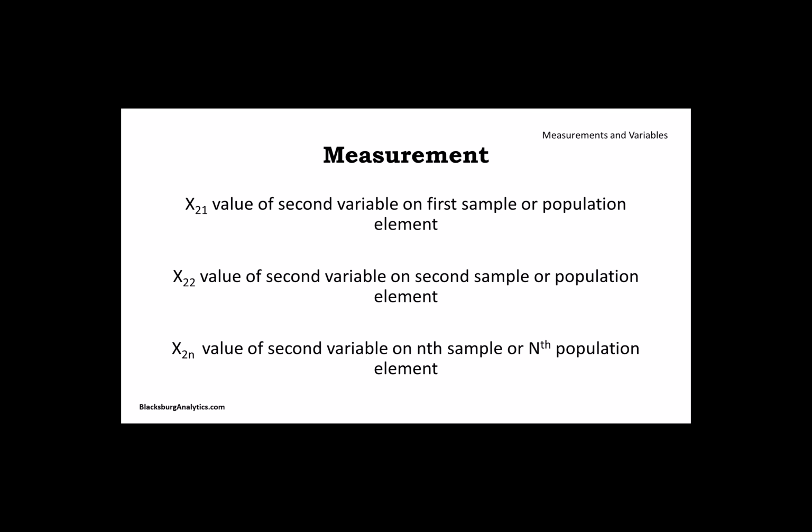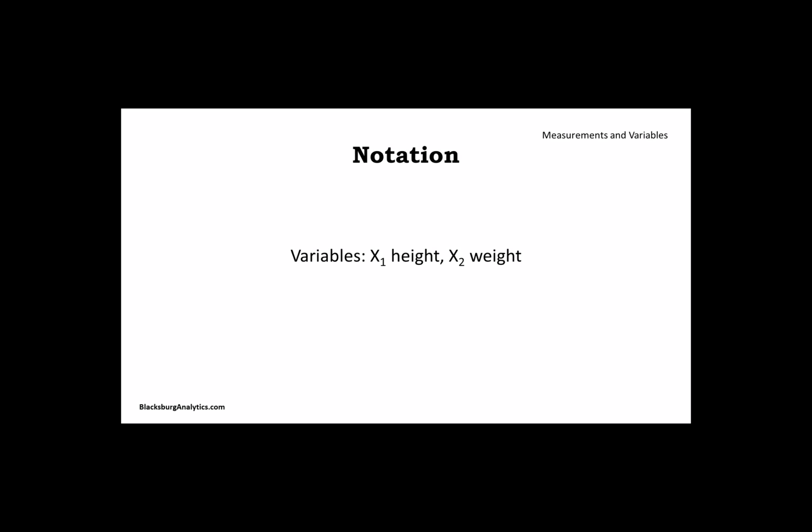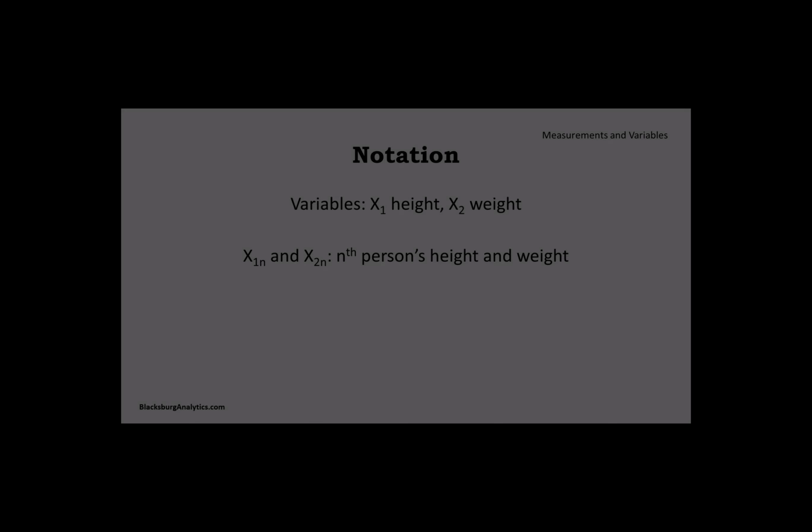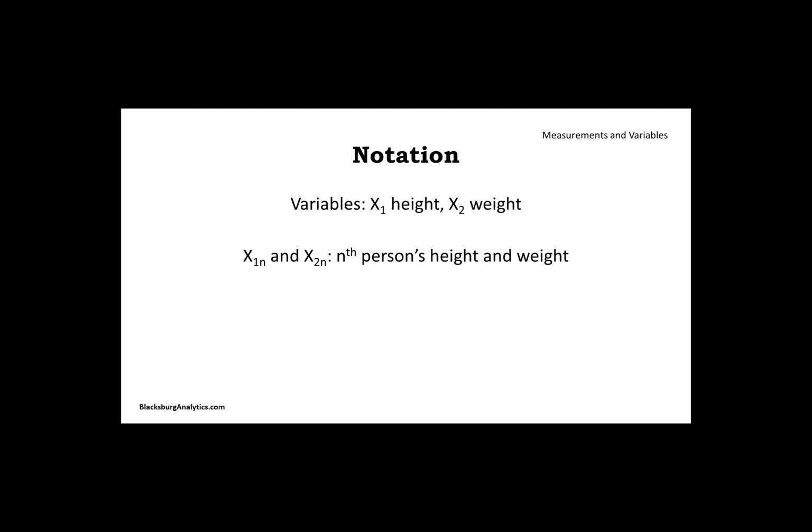Using x's and subscripts is a shorthand that simplifies formulas. For example, for a sample of 10 people, the variables can be height in inches and weight in pounds. We can call height x sub 1 and weight x sub 2. The first person's height is x sub 1, 1, and the weight is x sub 2, 1. The second person's height is x sub 1, 2, and the weight is x sub 2, 2, and so on up to x sub 1 n and x sub 2 n.